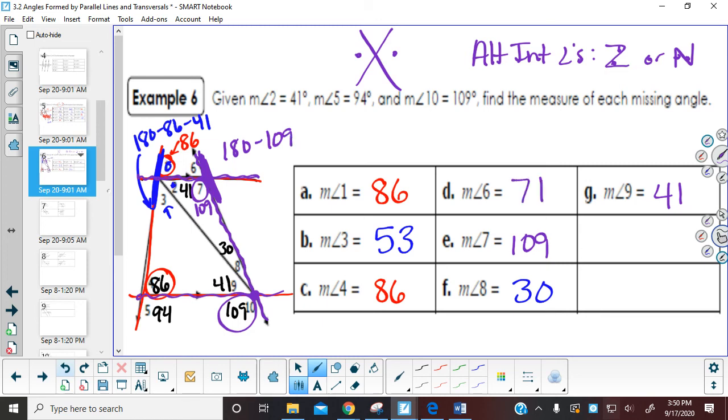So again, when you are looking at these, the intersecting lines that form an X will give you vertical angles. For alternate interior angles, the thing you're looking for is your Z or your N's. Okay? Always look for straight lines because that's going to give you either linear pairs or angles that add up to 180. That is going to help you tremendously get unstuck in certain situations.